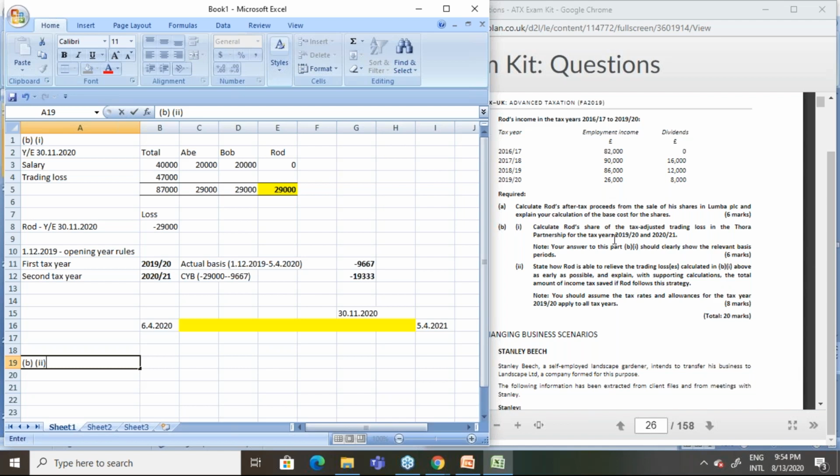In that case, out of the reliefs that I mentioned, they are carry forward relief, relief against total income of the current year and or the previous year, relief against chargeable gains of the current year and or the previous year, and the special opening year relief where you can carry back not just 12 months but 3 years to set off against total income. So out of the reliefs that I mentioned, the most suitable relief is opening year relief.